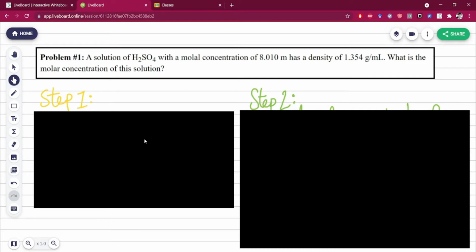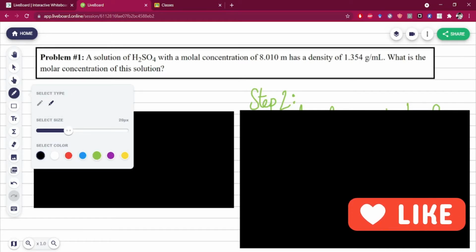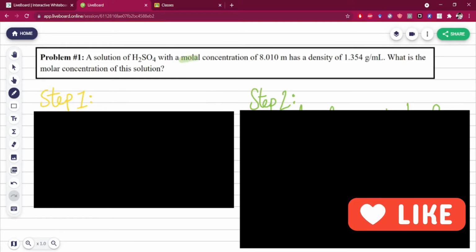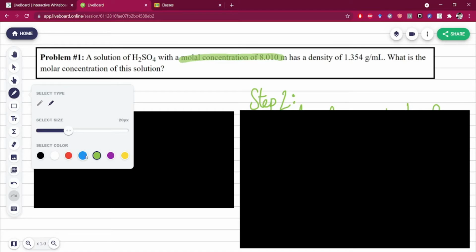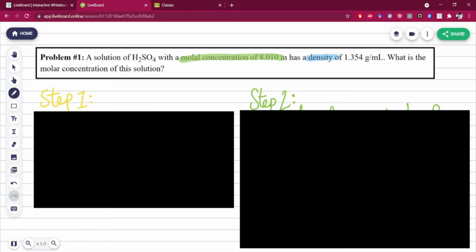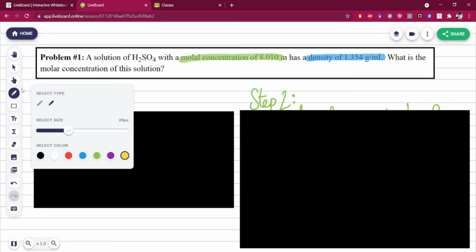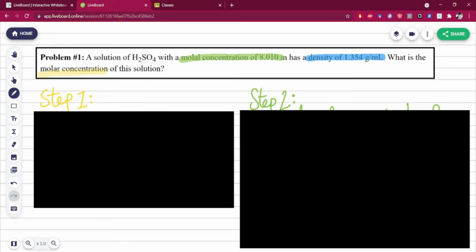When you look at this question, you are given three very important ideas that you need to use together to solve this particular problem. The first one you are given is the molality. The second one is density. And then the question wants you to find the molarity.